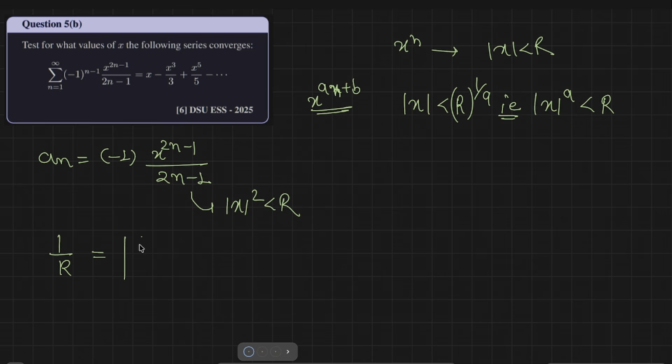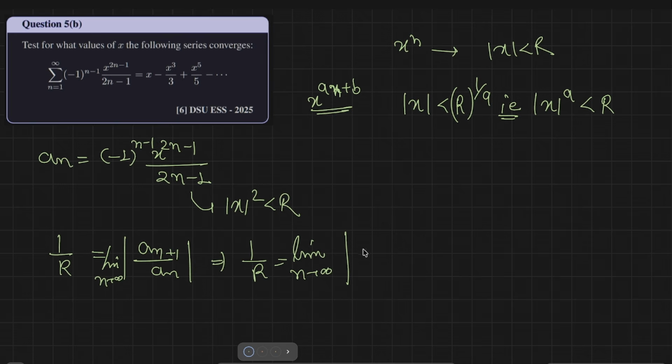So 1/r is equal to limit n tending to infinity uₙ₊₁ upon uₙ. Let's say this is my uₙ. Do one thing, take aₙ complete, and this time take xⁿ also in this. Then 1/r is limit n tending to infinity. What is this? This is minus 1 power n plus 1 minus 1. But if it is positive, then no need to write it down like this, because ultimately it will be positive.